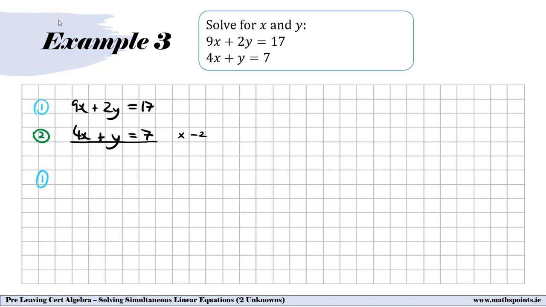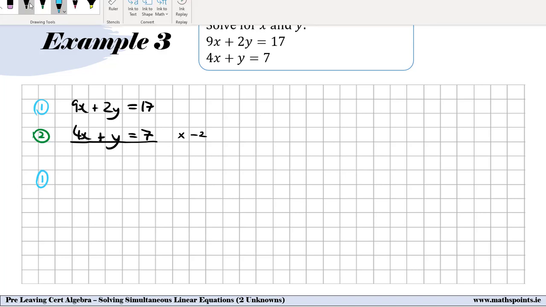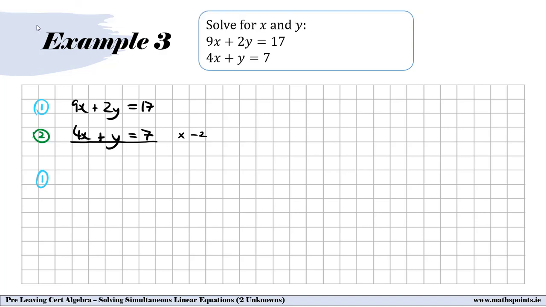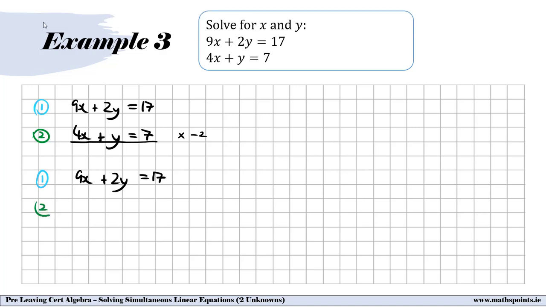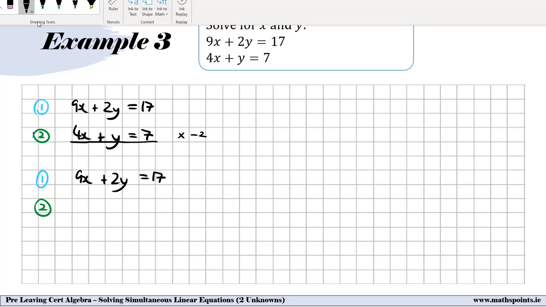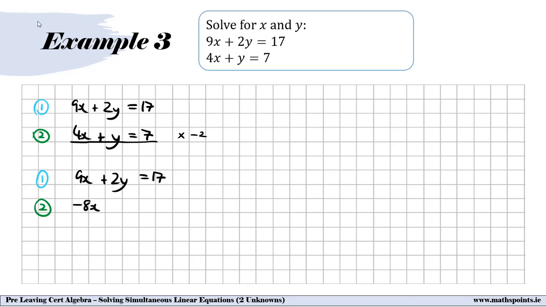Equation 1 is going to stay exactly the same. We want there to be a 2y in equation 1. So we have 9x plus the 2y equals 17. So we haven't altered it at all. Equation 2 then, every term on the left and on the right has to be multiplied by minus 2. So 4x times minus 2 is minus 8x. Plus y times minus 2 is minus 2y. And then 7 times minus 2 is minus 14.